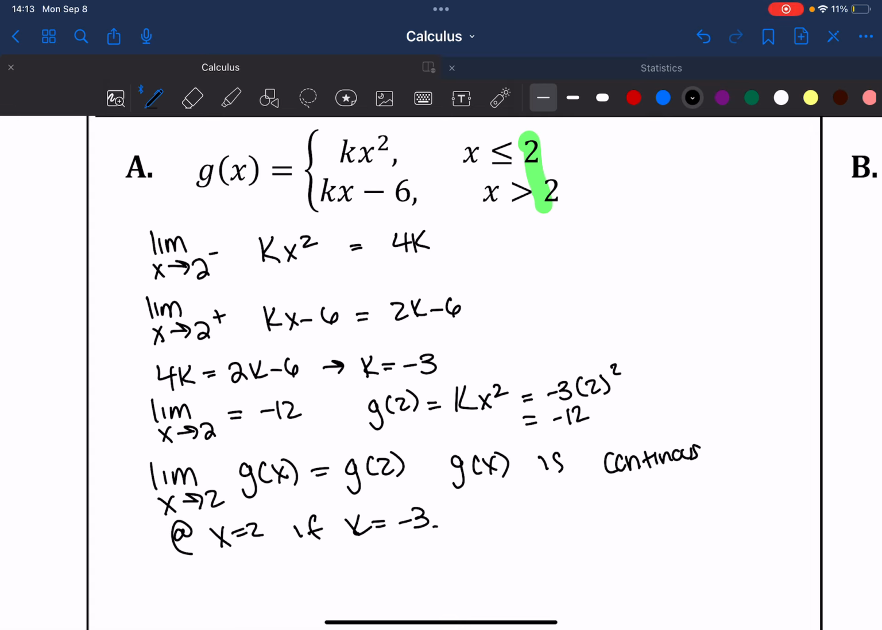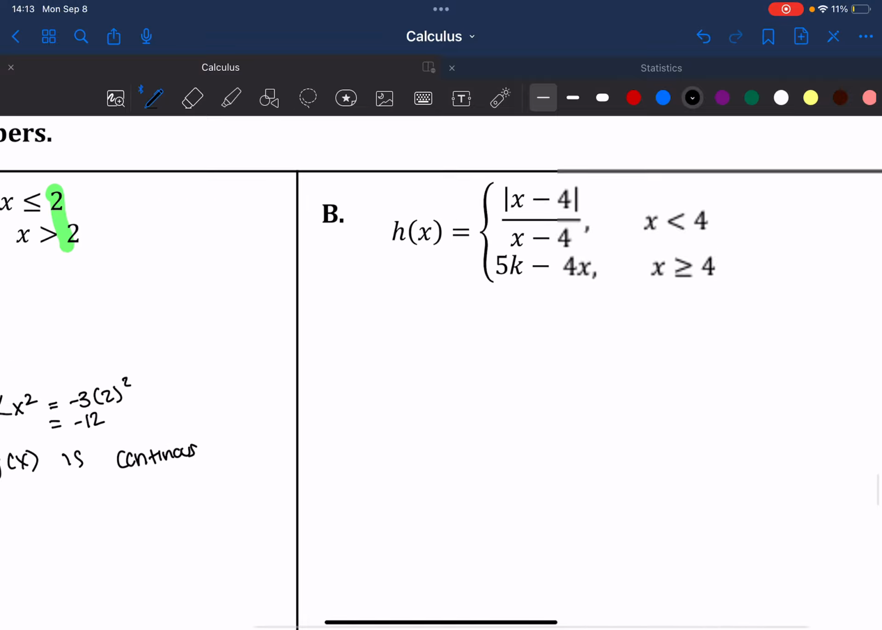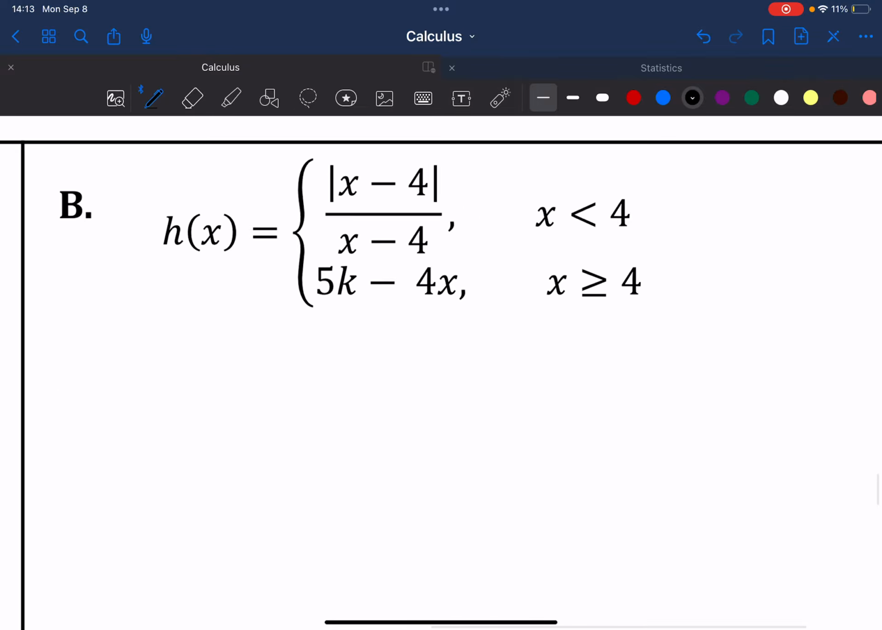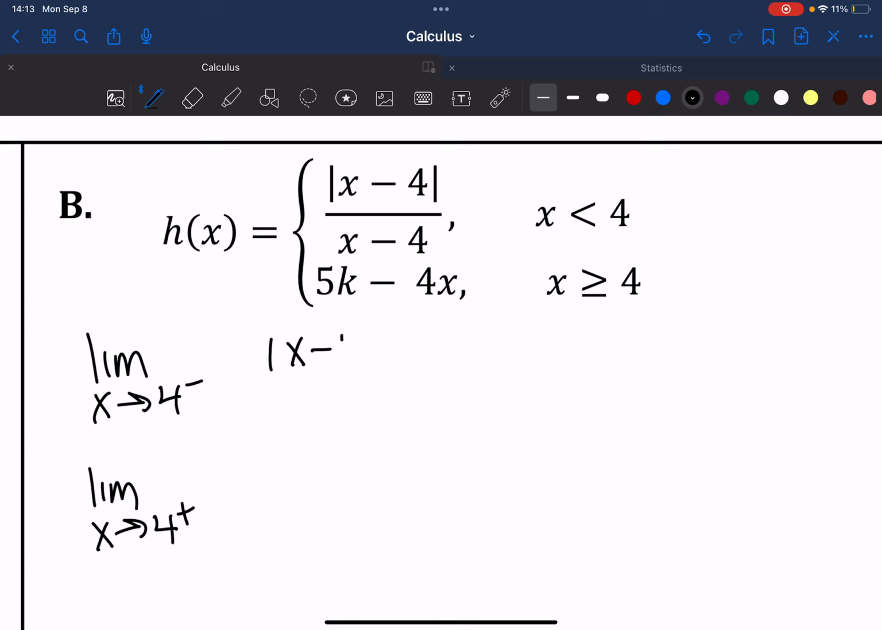Okay, let's look at B. We're going to do the same thing. Now we're finding the limit as x approaches 4. So the limit as x approaches 4 from the left and the limit as x approaches 4 from the right. So from the left, it would be absolute value of x minus 4 over x minus 4. And for the right, it would be 5k minus 4x.